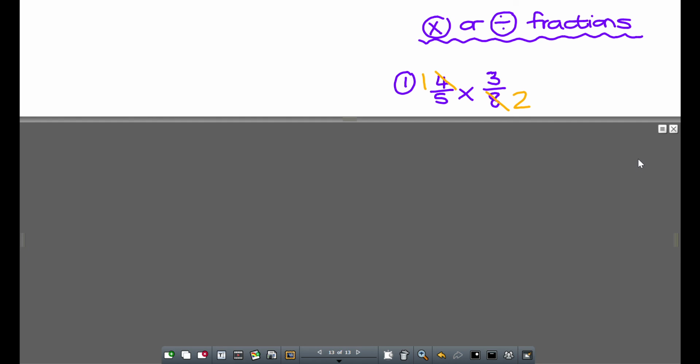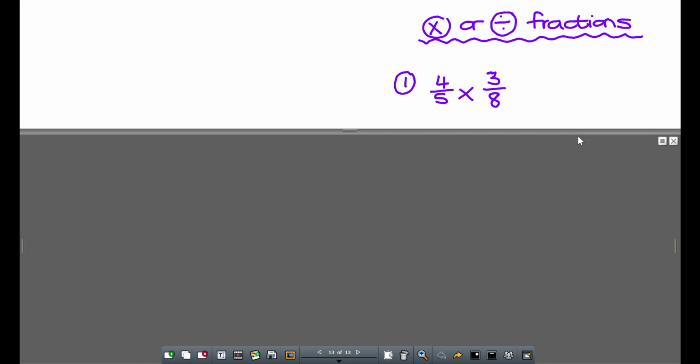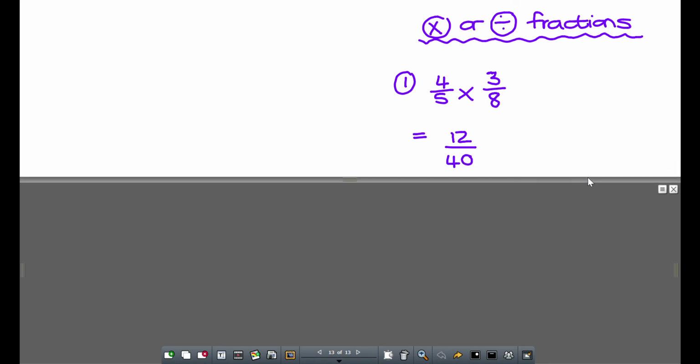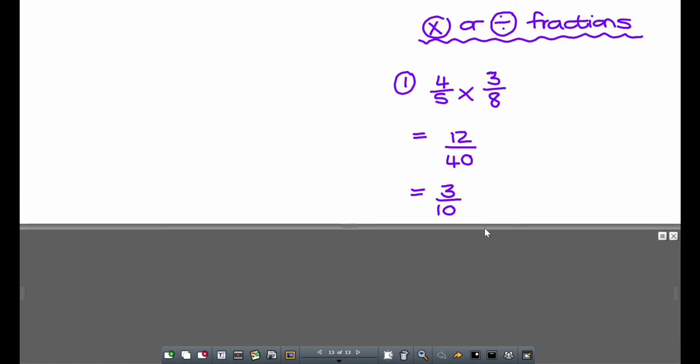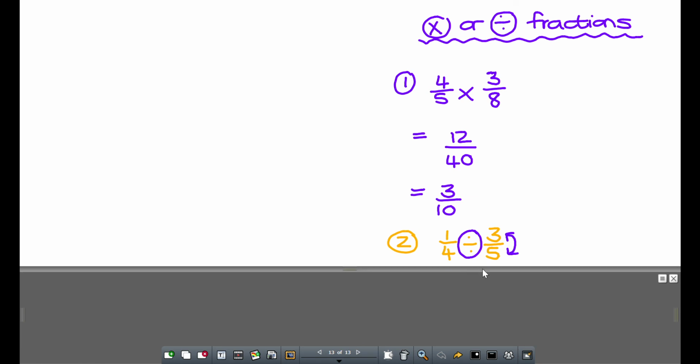Right, but if you didn't see that you could have cancelled out, then you could also just have multiplied the top with each other and then multiplied the bottom. So 4 times 3 gave me 12 and 5 times 8 gave me 40. Once we get there, you would see I can simplify it further, and that would be 3 over 10. So either way, you would still get to the same answer. Any questions there? Right, then the next one is when we have division.